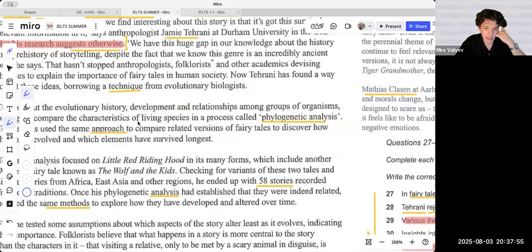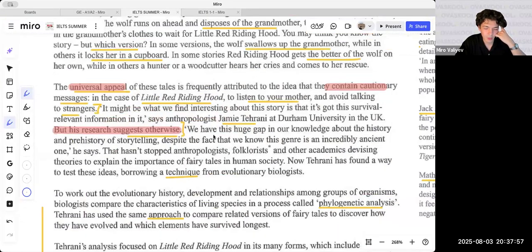Then we have this one, yeah? We have this huge gap in our knowledge about the history and prehistory of storytelling. Despite the fact that we know this genre is an incredibly ancient one, he says, that hasn't stopped anthropologists, folklorists, and other academics devising theories to explain the importance of fairy tales.